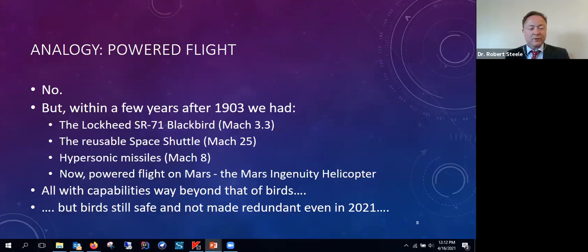And if you're watching the news, we are about to have a powered flight on Mars in the form of what is known as the Mars Ingenuity helicopter that's been delivered by the Perseverance rover. So what am I trying to explain with this analogy? We went far beyond what a bird could do. I think we could admit that these are far beyond a bird, but this did not involve exactly trying to duplicate a bird.